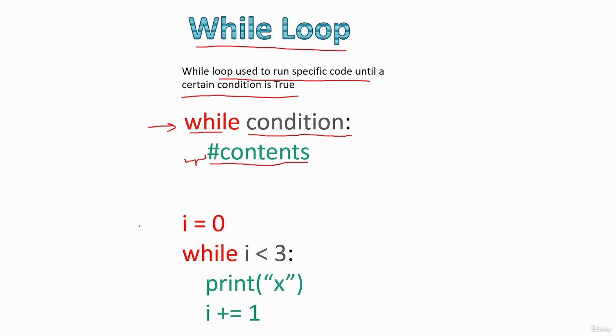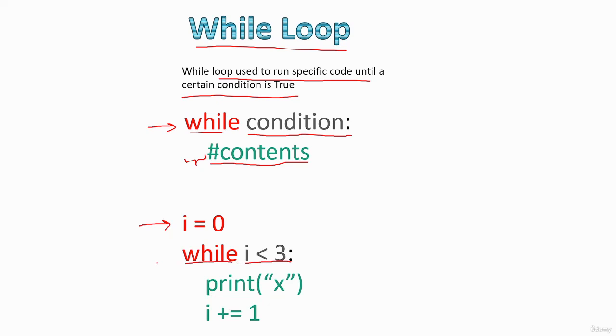Now let us take a look at example. In this case I have created the variable called i equal to 0. Then I have created the while loop. Condition is i less than 3. Then content is print x. Then add 1 to the existing value of i.